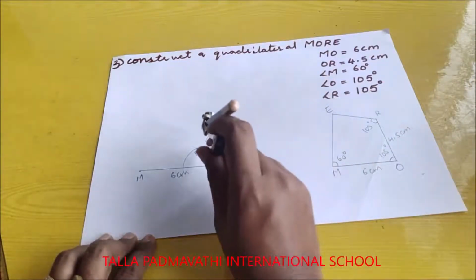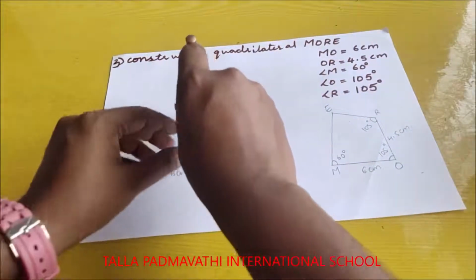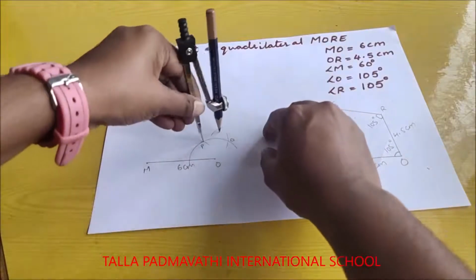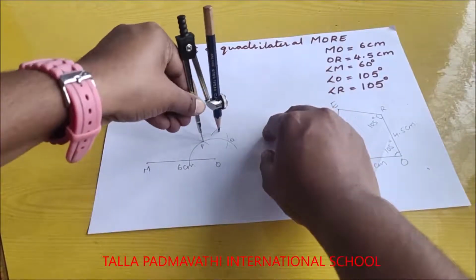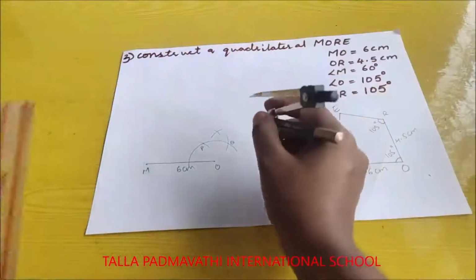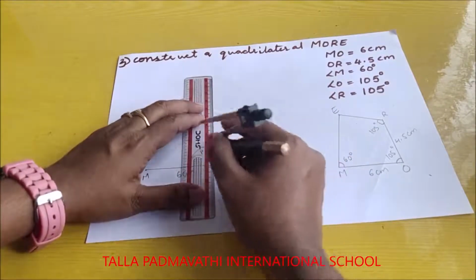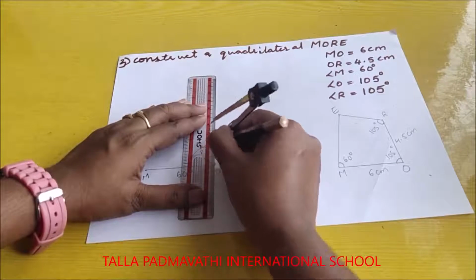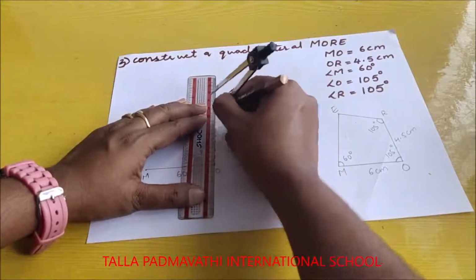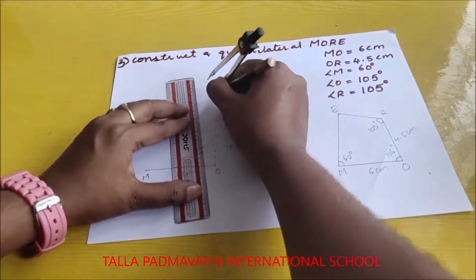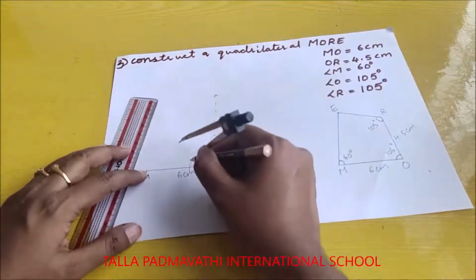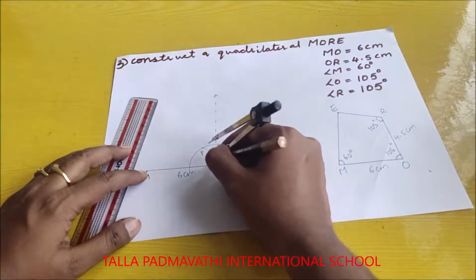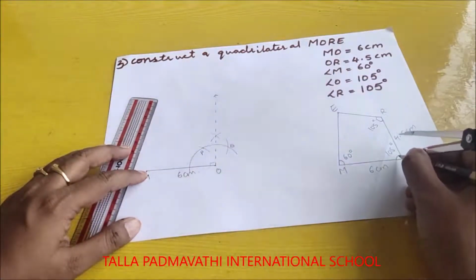And with P as center, you need to draw an arc by cutting the previous arc, children. So now this point will be 90. But actually we want 105 degrees, children. We want 105 degrees. So this is 90. And if you see, children, this angle will be 90 degrees. And we want 105 degrees.